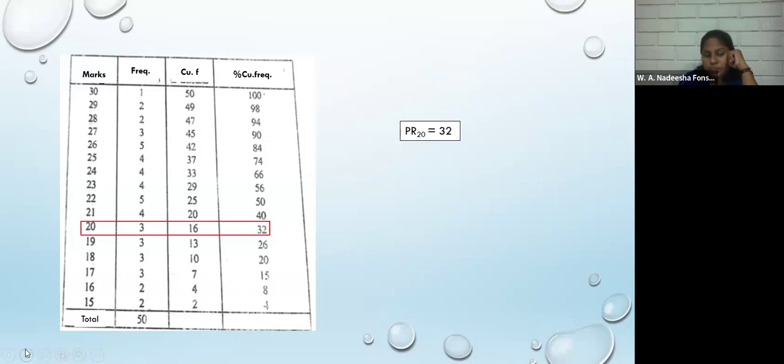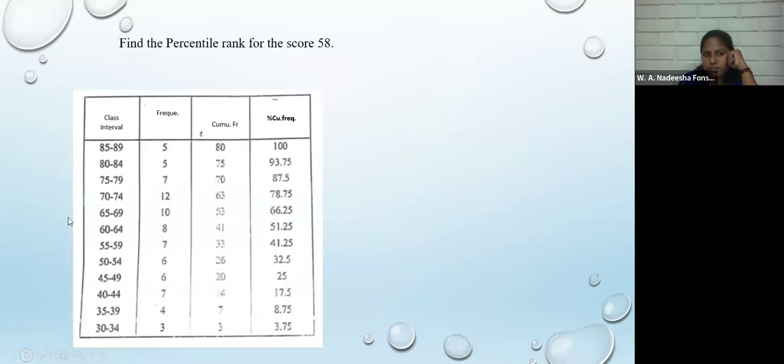Let's see what happened in the class intervals. Here, the columns are class intervals, frequency, cumulative frequency, and percentile cumulative frequency. You are asked to find the percentile rank for the score 58.